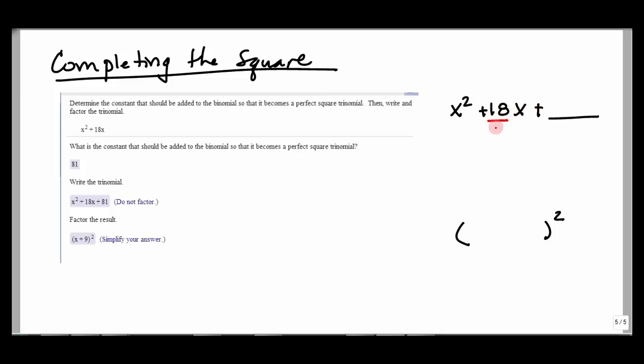What we do is we take half of 18, and that's going to go right here.